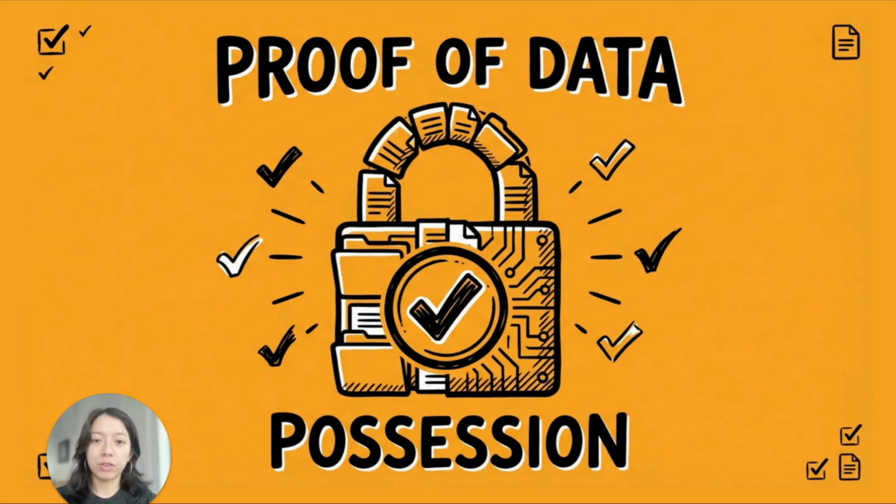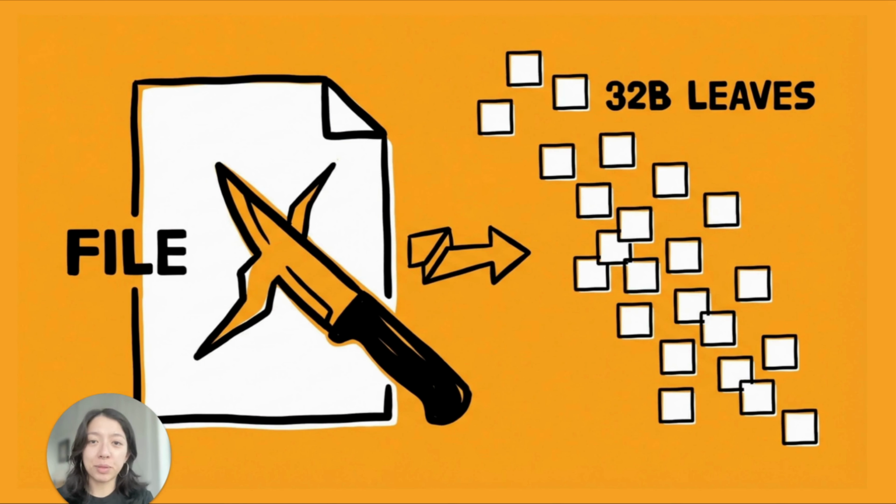Once data is stored, verification begins automatically. The mechanism that does this is PDP, or Proof of Data Possession. Let's get into it. To understand how PDP works, we start with how data itself is represented.